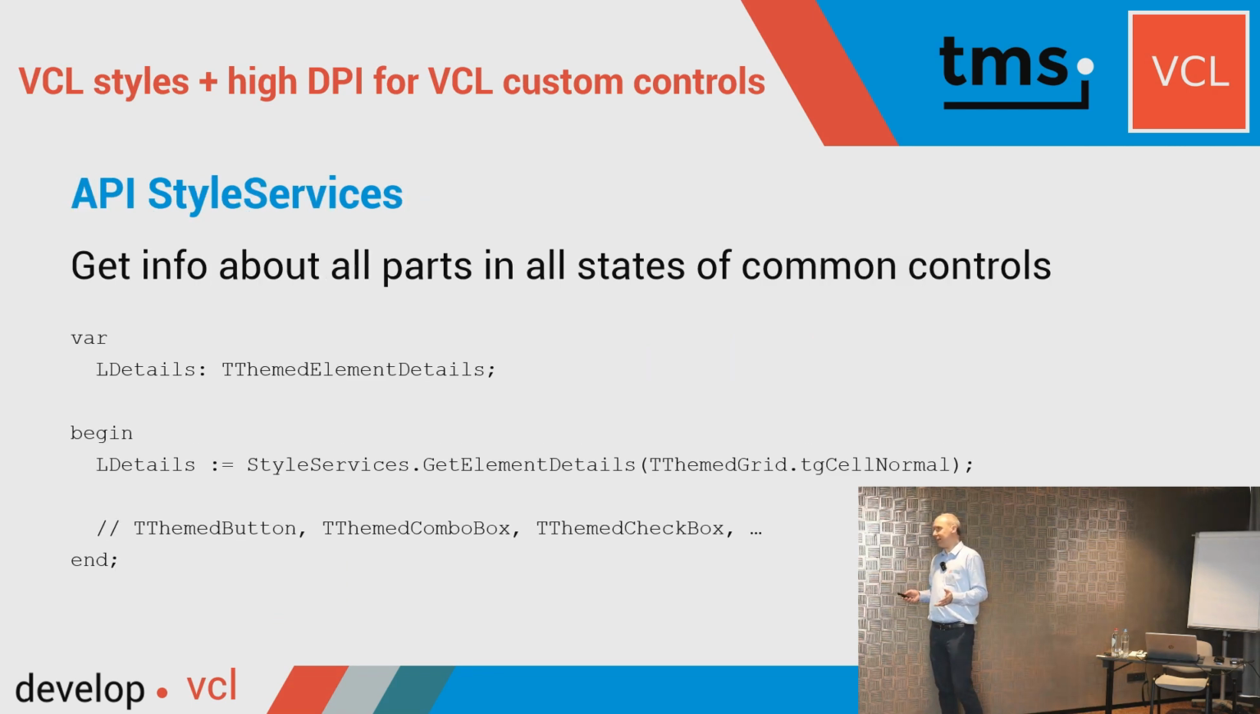And one of the basics there is to get details of an element. An element is a part of a control in a specific state. And so here, for example, I'm getting the details of how a themed grid, so a VCL style aware grid, draws or needs to draw the cell in normal appearance. I can ask the same for a themed button, a themed combo box, checkbox, and the list is very long of different controls.